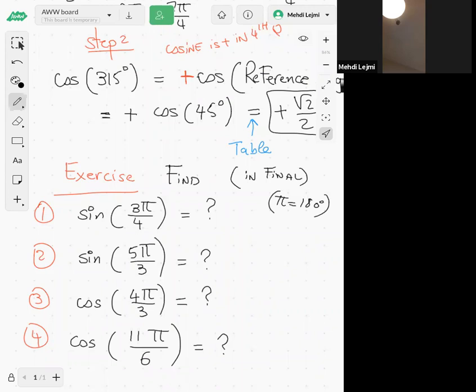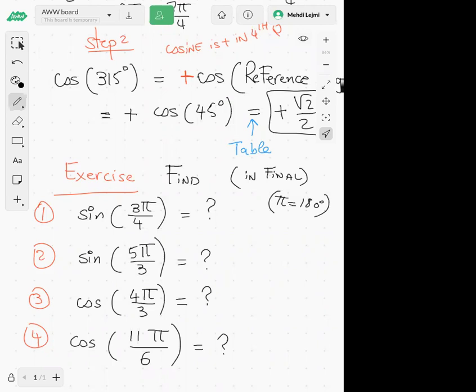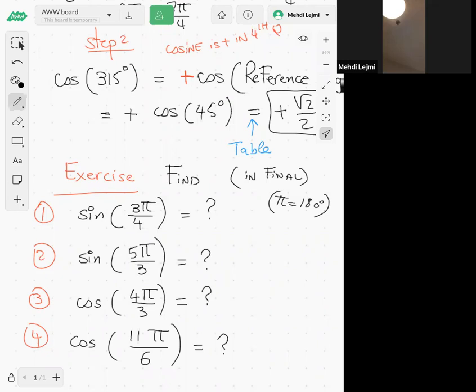You said we could just leave the answer as degrees, right? Yeah, it's up to you. If you have trouble with the radians, just use the degrees.